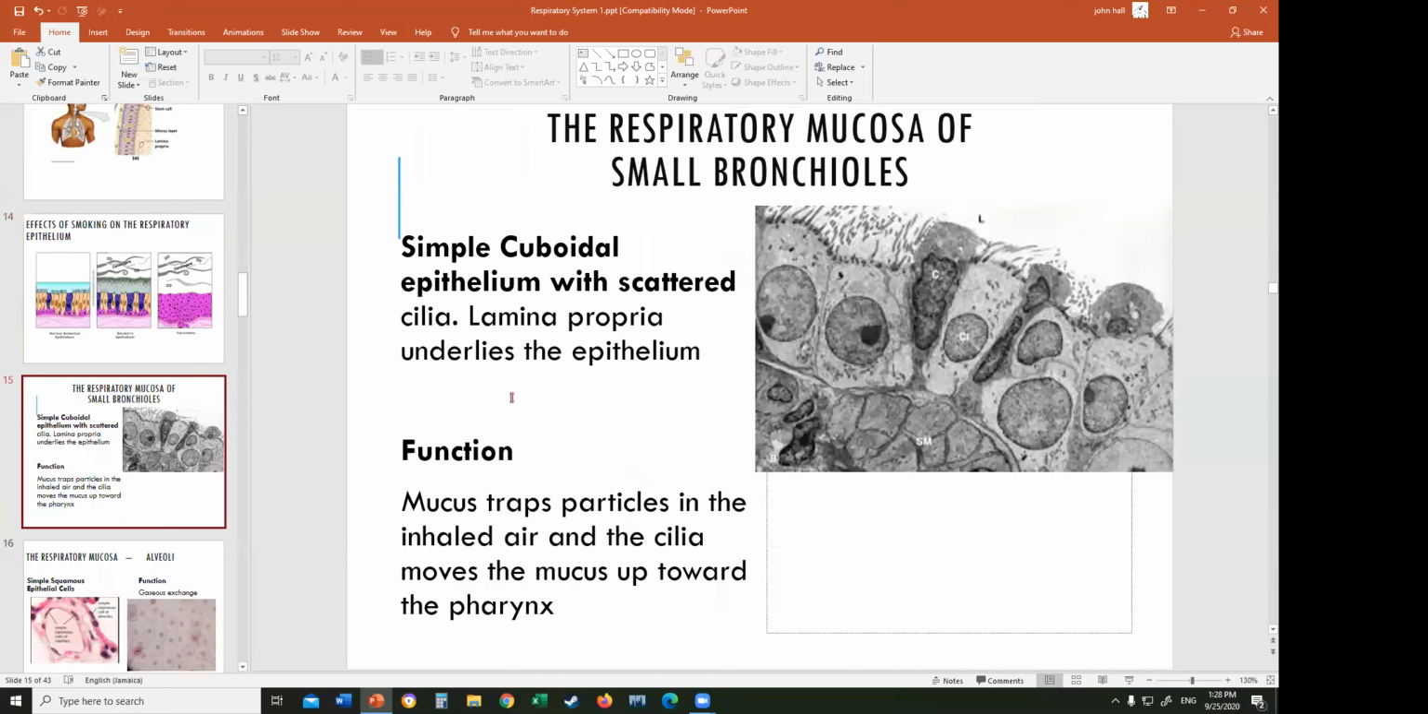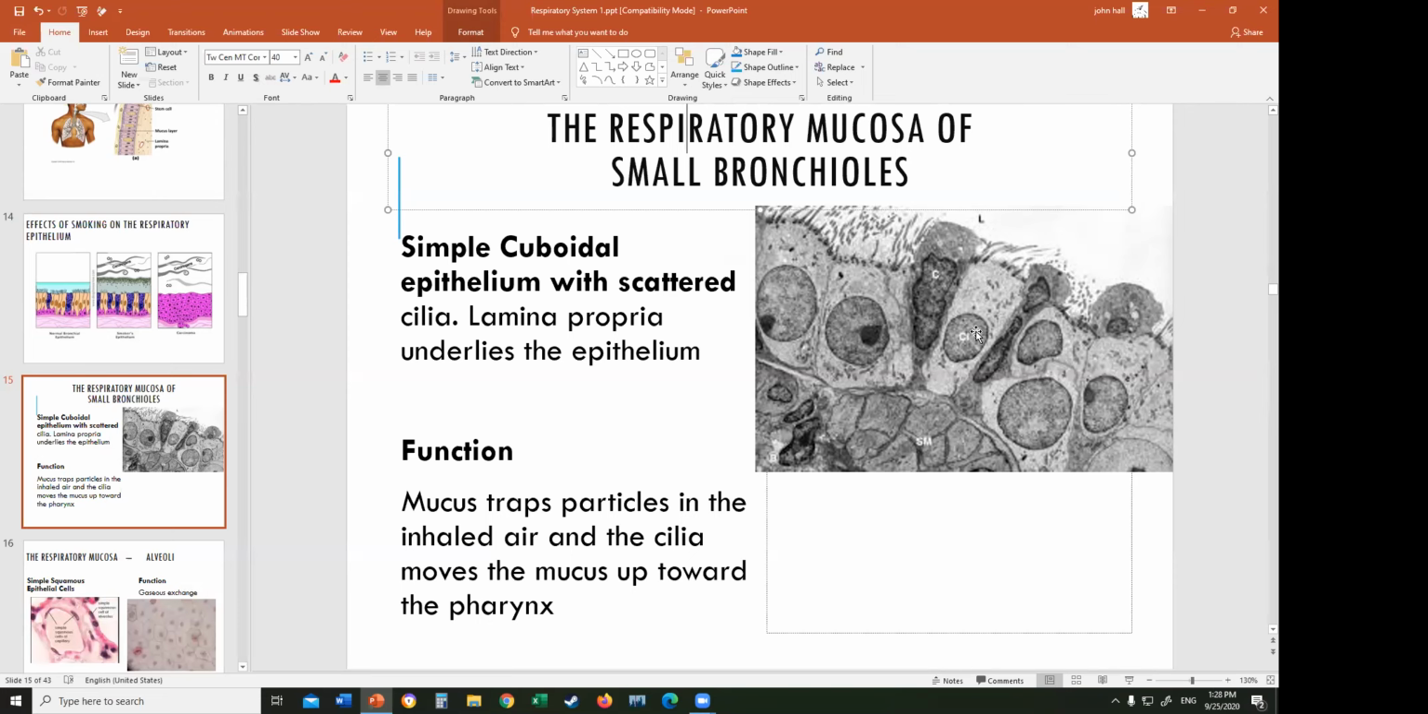I mentioned the respiratory bronchioles already, right? But it says they're made of simple cuboidal epithelium, which you mentioned already. I mentioned that they also have cilia on them. And the respiratory bronchioles, or at least the mucosa of the small bronchioles, I should say, they help to trap mucus as well, right? And when you cough, you help to push this mucus out of the lungs, out of the bronchioles, to get rid of it.